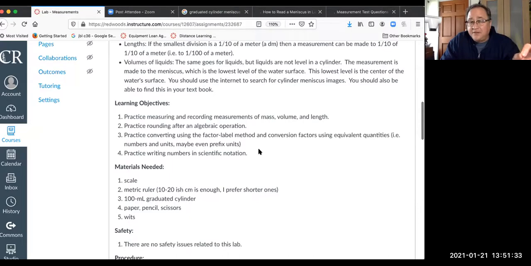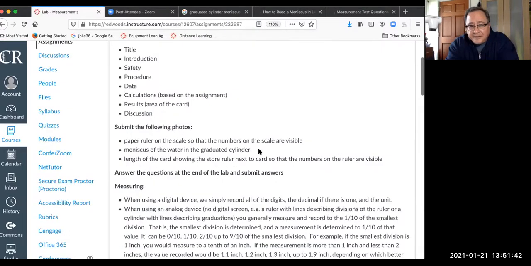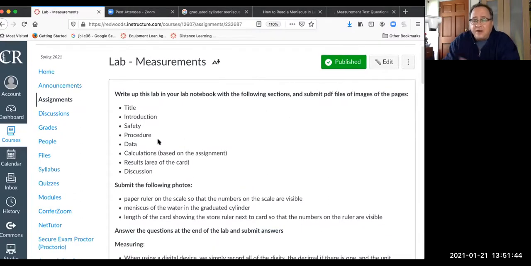And we're going to practice scientific notation. I'd put all of that into my introduction. The next section is the safety section, and you might want to elaborate on the introduction. You might say, and we're going to do this by measuring things.